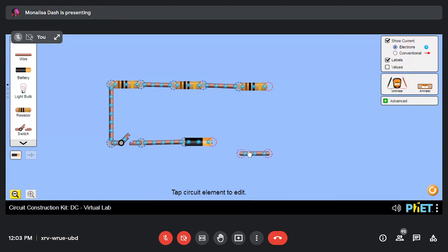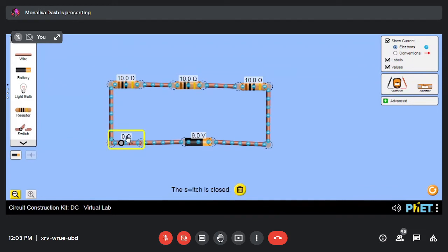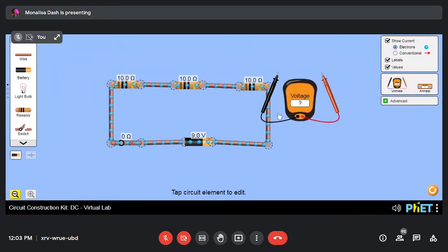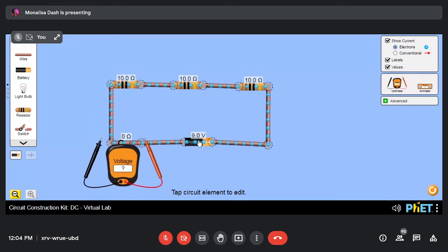See, completed. Got it? Then you have to verify. In this circuit, suppose I will verify. How much voltage is there?